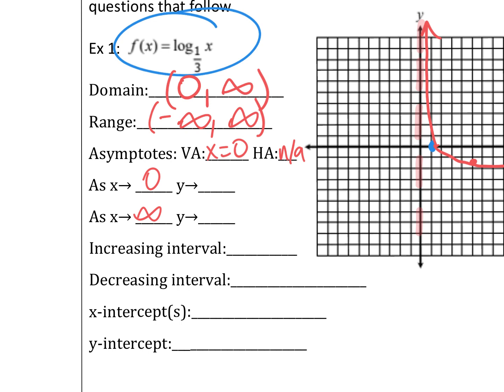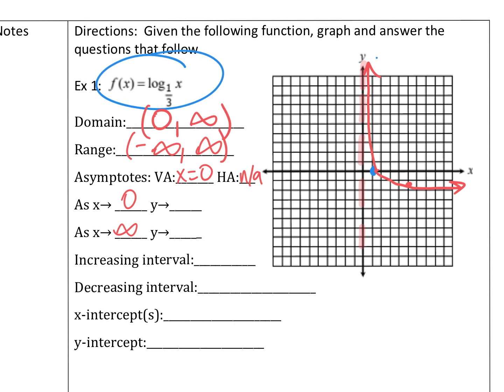Okay, and then the y values. The left y value. So as x goes to 0, y is going, just look at the end. What's this arrow doing? It's going up forever. What is that? Positive infinity. Okay, what is the right arrow doing? It's going up or down? Down. Negative infinity. Notice how those are the range values. They are flipped. Sometimes they won't be flipped. You have to pay attention to that.